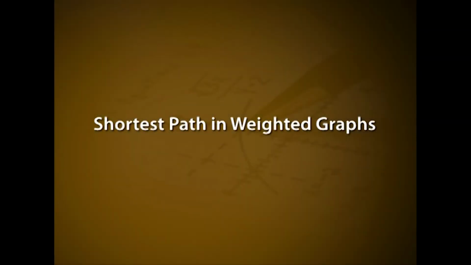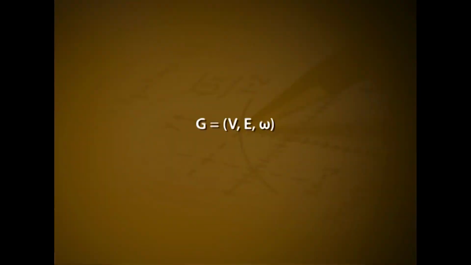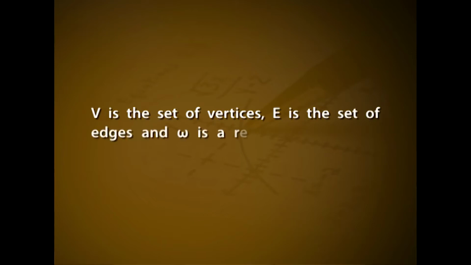Shortest path in weighted graphs. A weighted graph can be considered as a triple G = (V, E, W), where V is the set of vertices, E is the set of edges, and W is a real valued function whose domain is E. If U and V are two vertices, then W(UV) denotes the weight of the edge joining U and V. For two non-adjacent vertices A and B, the sum of weights of the edges in the path is called the length of the path, and it is denoted by L(AB).